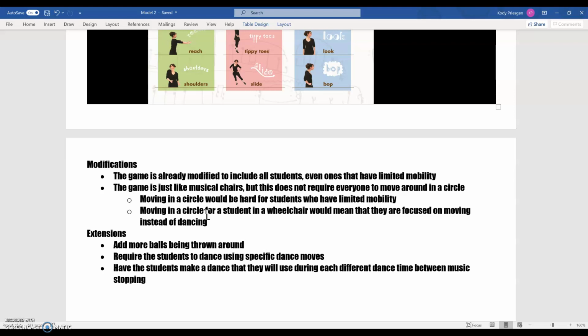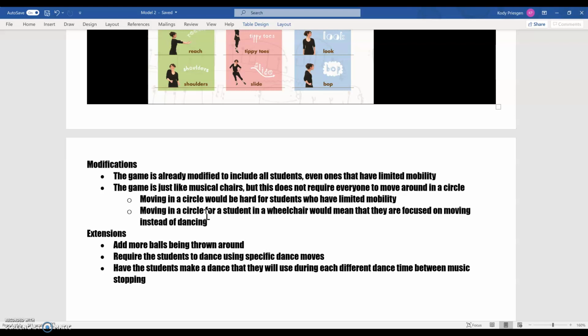So extensions would be, you could add more balls that are thrown in. That way students have to be more on guard, look for more balls. Extensions would also require the students to use specific dance moves. So they'd throw the ball, I'd stop the music, that person would get the point, and then I would tell them to, during this time, do a certain type of dance move.